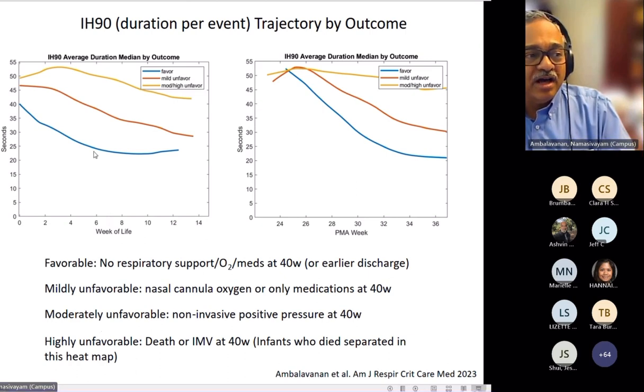And if you look at how it is distributed, the blue line are the infants with favorable outcome. The brown one is mildly unfavorable, that is just on cannula or only medications at 40 weeks. And the yellow-orange one is moderately or highly unfavorable at 40 weeks. So you can see this is looking at week of life, and the right graph is postmenstrual age. After about 26 weeks postmenstrual age or soon after birth, they start diverging, meaning that even as early as a couple of weeks after birth, you can actually predict which infants are going to have a bad outcome by looking at the duration of episodes and how long they have them per day.